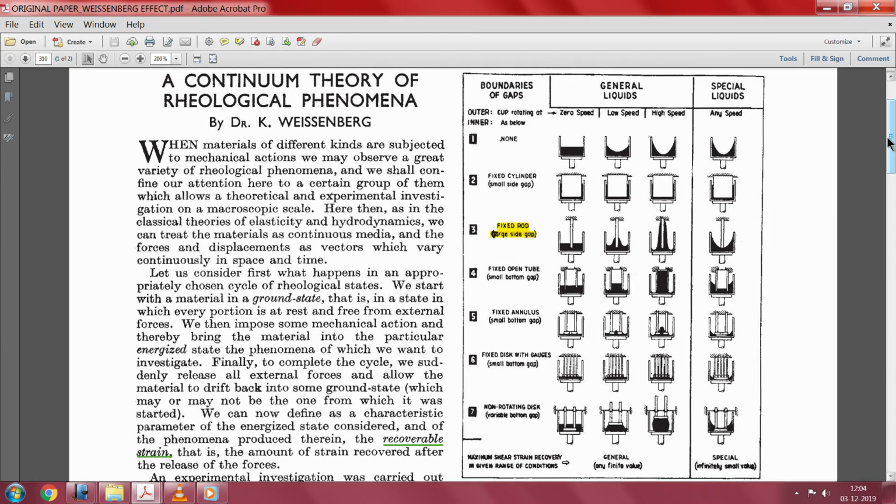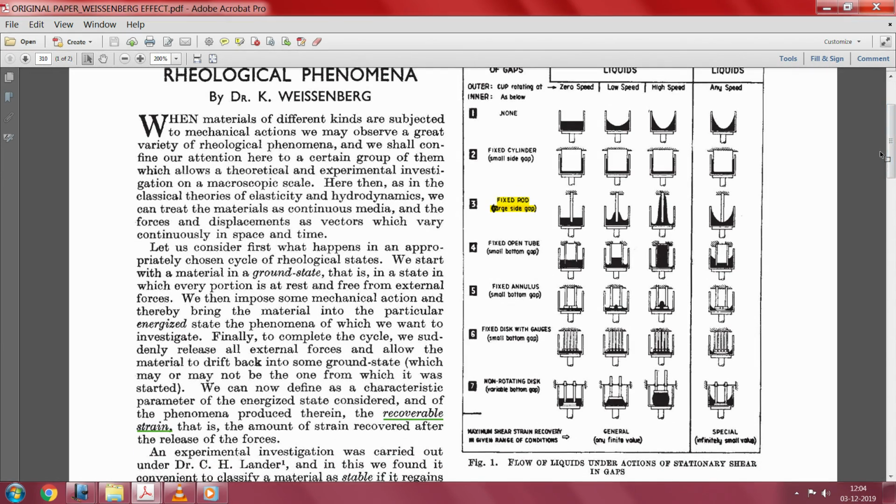So, he is going to consider this entire phenomenon from a continuum perspective, and that is what he lays down in the introduction. And then he goes on to say, let us consider first what happens in an appropriately chosen cycle of rheological states. We start with a material in a ground state, that is in a state in which every portion is at rest and free from external forces.